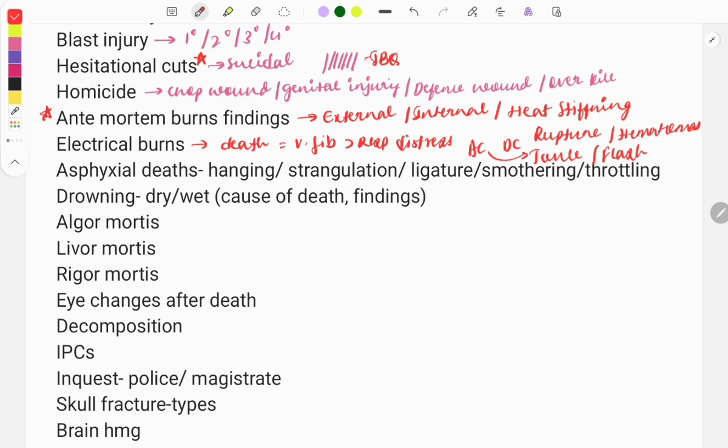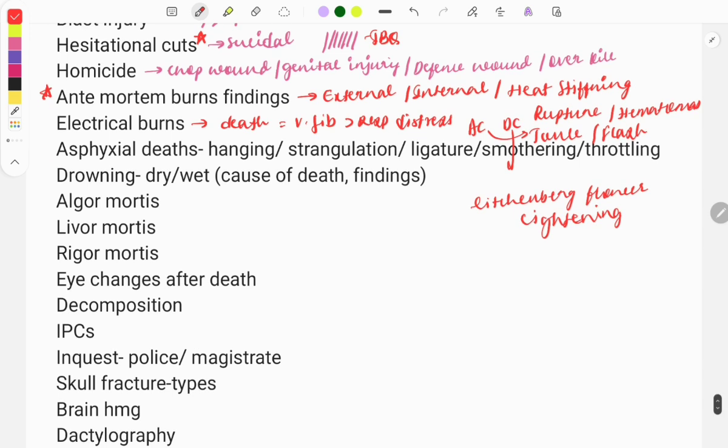Then with the DC, you can see the Lichtenberg flower or the arborescent burn, and it is usually due to the lightning, thunder lightning. So these are certain points you need to remember about the burns.